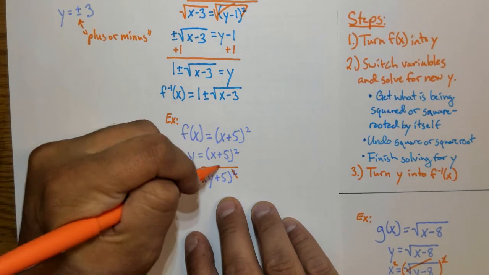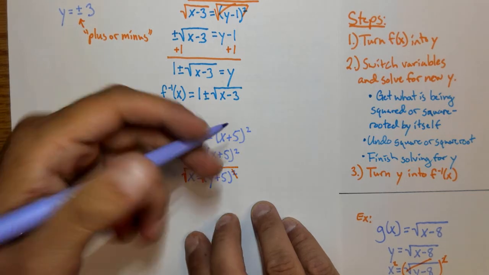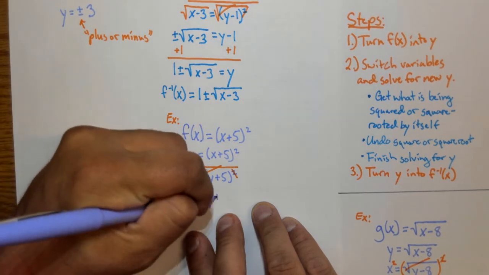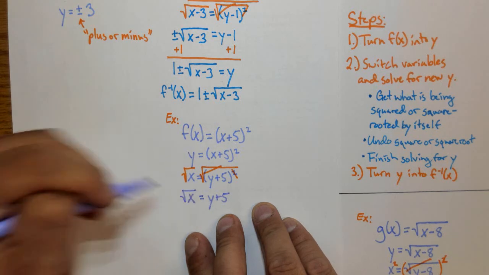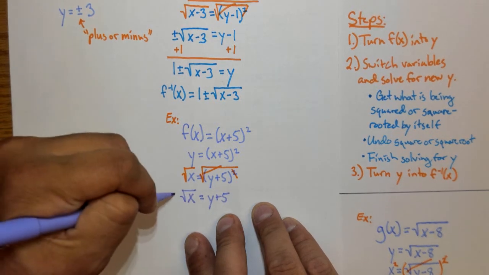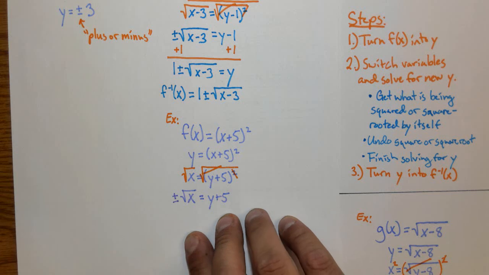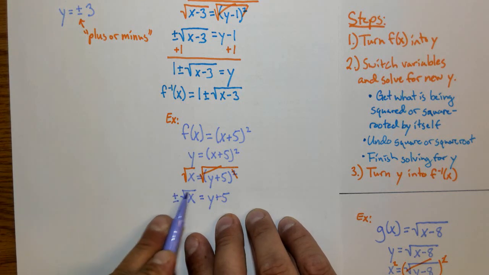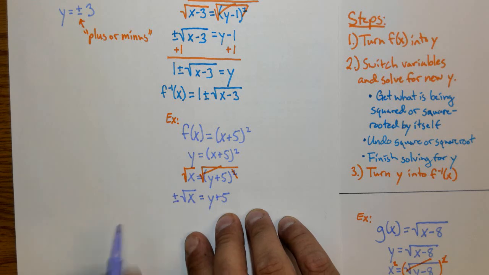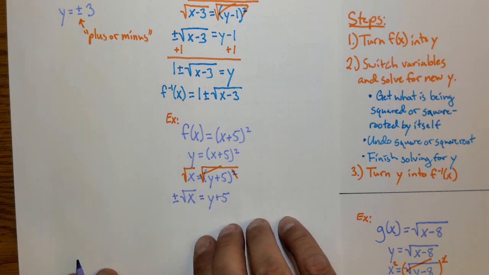So the square root undoes the square. So on the right side, what we're left with is y plus 5. And on the left side, we have the square root of x, but not just the square root of x. We have plus or minus the square root of x. Remember, we need to put that plus or minus in there in front of whatever we square rooted on the side that doesn't have the y. Okay?